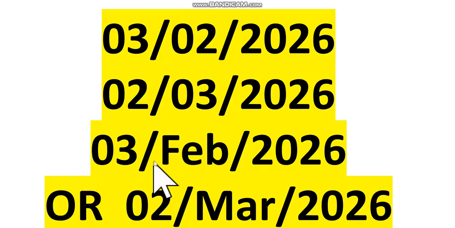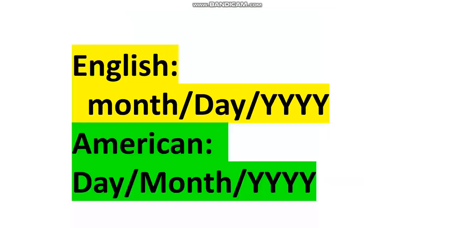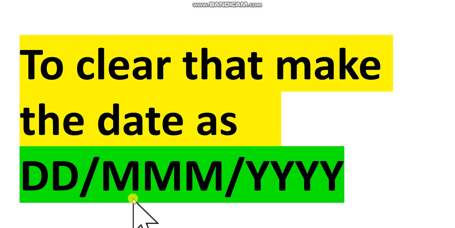3 letters, okay? How to make that in Excel. This is the English, and this is the American. But here, to be clear, I need the month in 3 letters. Day, month, then year, 4Y.